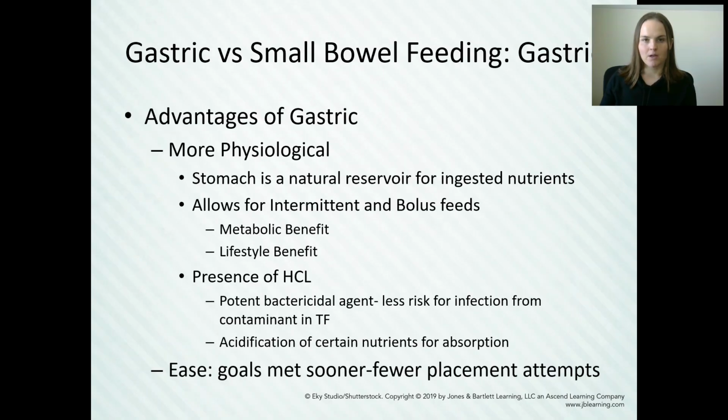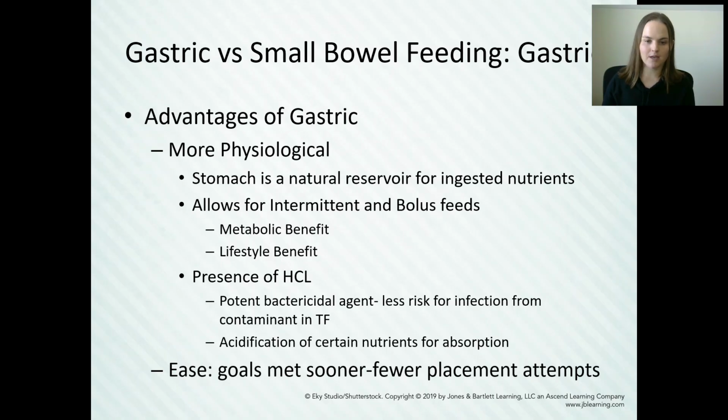So when we're looking at the advantages of gastric, so if we're thinking about an NG or a G-tube placement, it is more natural. Our stomach is a natural reservoir for ingested nutrients. And as you know, hydrochloric acid is in the stomach, so that can help decrease the risk of infection because it acts as a bactericide and can kill any contaminants.